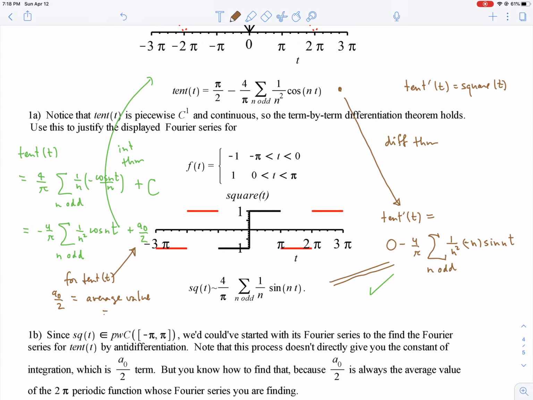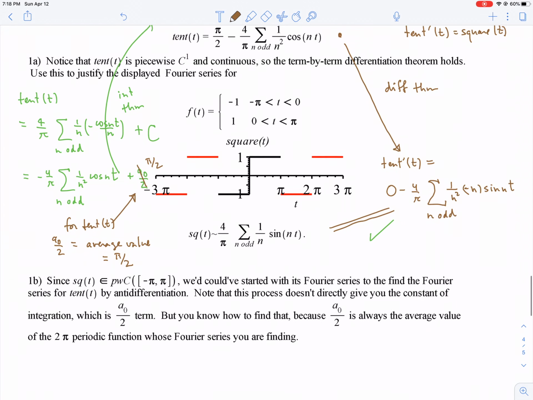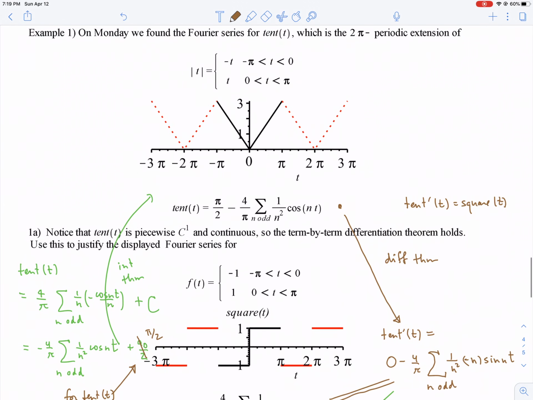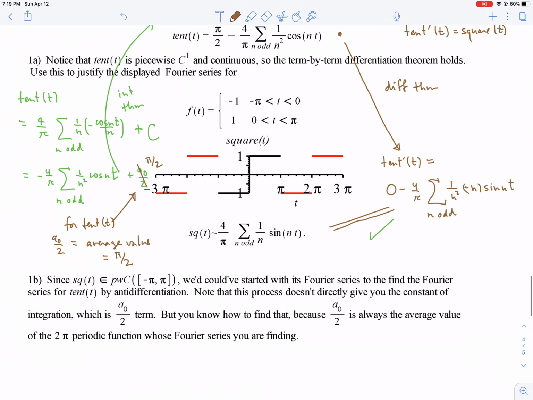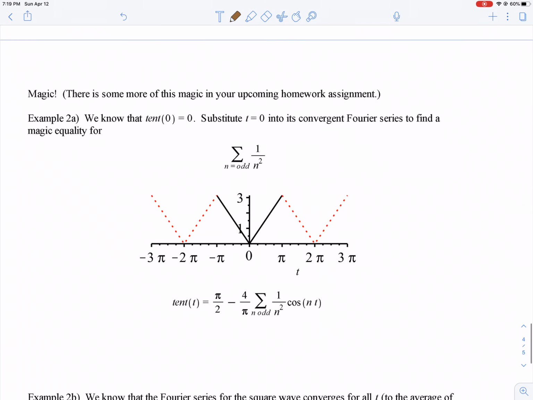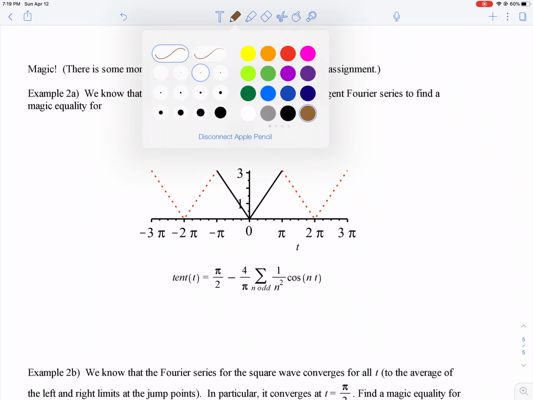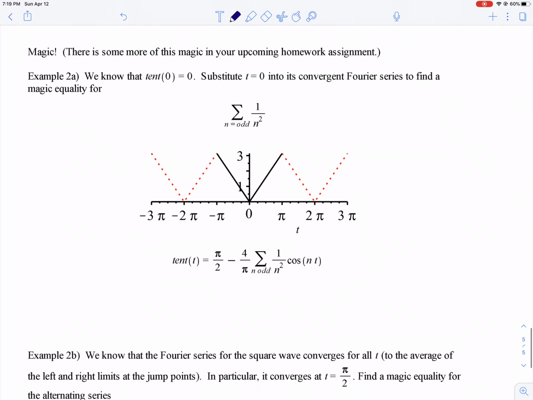And so you get the Fourier series for the tent function. Okay, so this will come up in your homework when you're finding magic formulas, which is the last thing I want to talk about today, because they're cool.